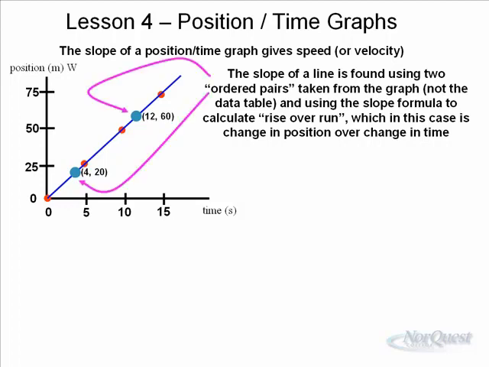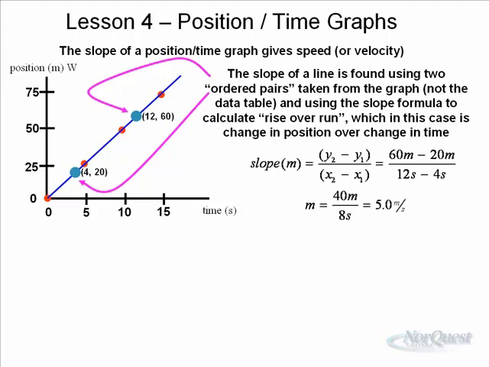And of course, these are the two ordered pairs. To take the slope, you use the slope formula from math, and it's y2 minus y1 over x2 minus x1. The y2 in this case is 60, the y1 is 20, and the x2 is 12, and the x1 is 4. Ordered pairs are written x and y, as you can see from the formula. So my rise is 60 minus 20, which is 40 meters.